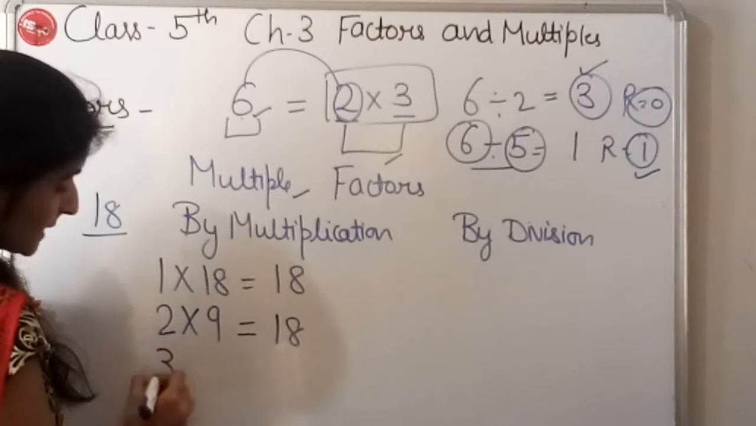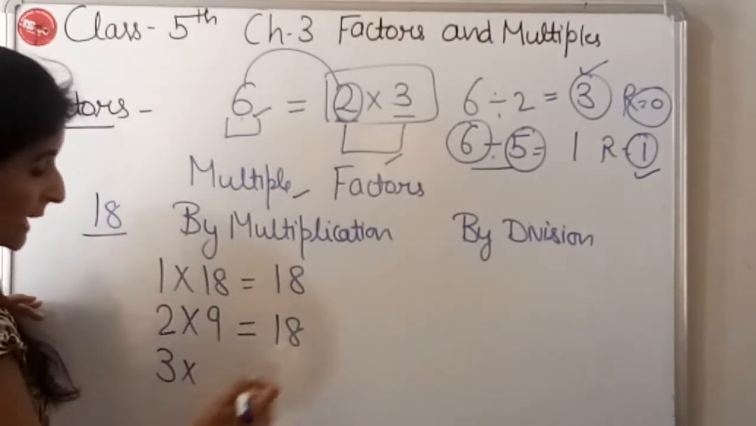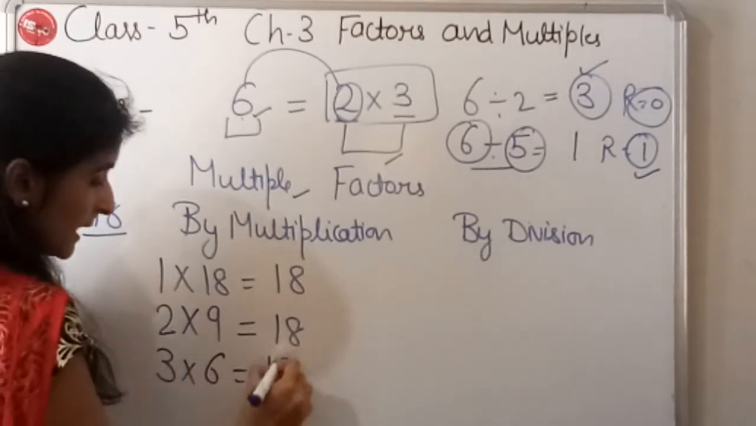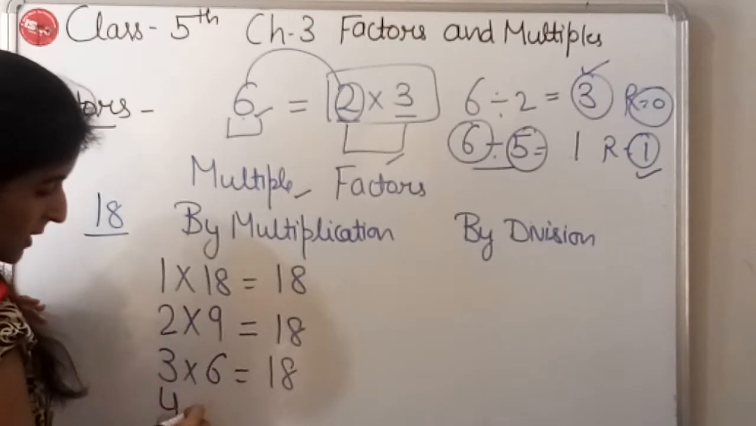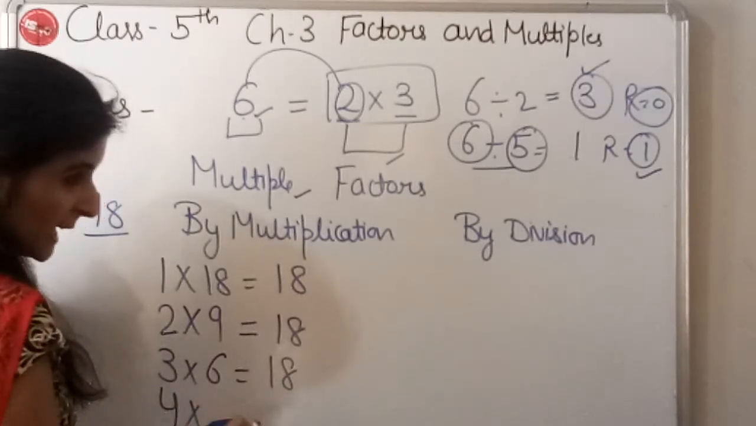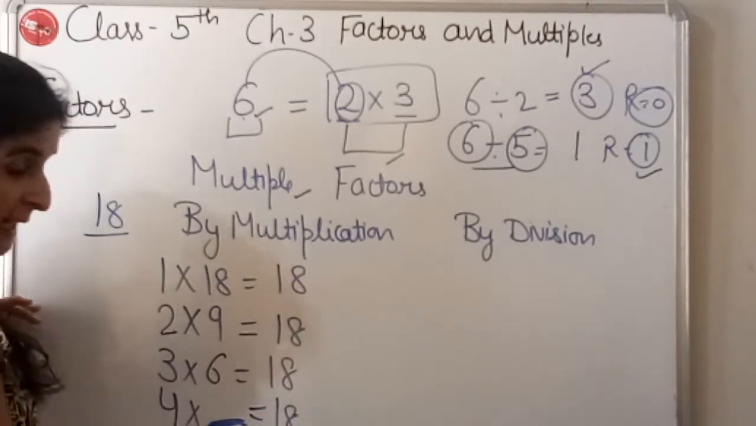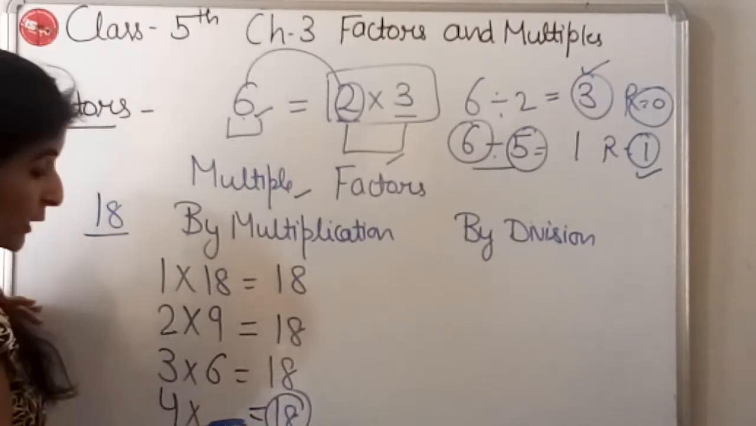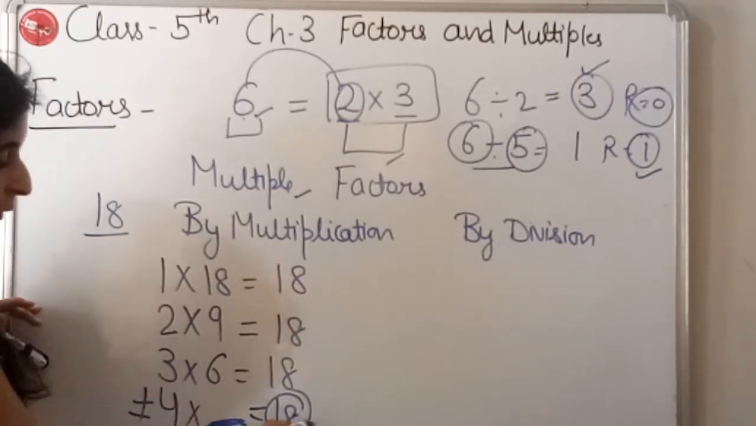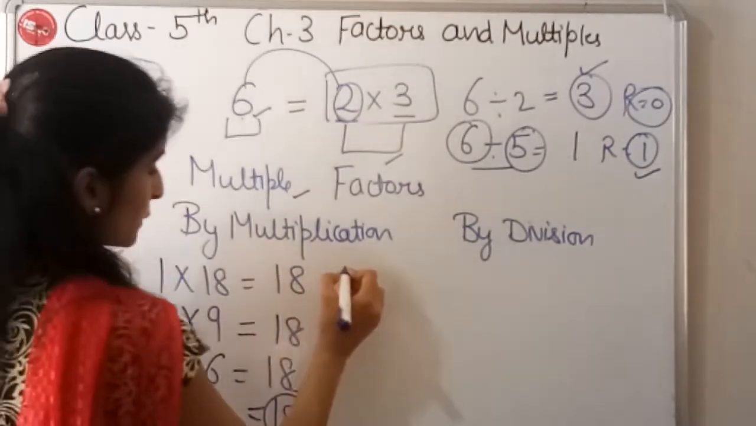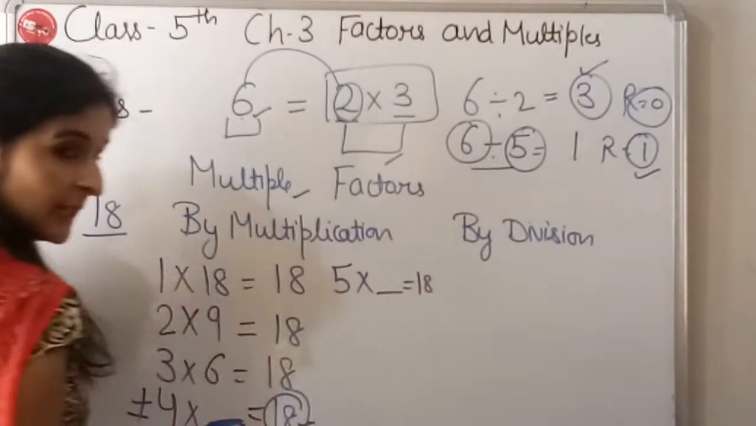And if I take 3, then with which number will we multiply this 3 to get 18? 3 6s are 18. And if I talk about 4, I cannot multiply 4 by any number to get 18. So it means 4 is not a factor of 18. Now let's come to 5. Likewise, 5 is also not a factor of 18.